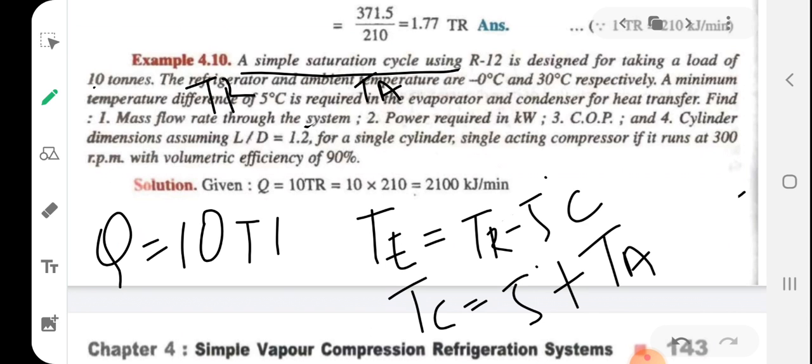Then only heat transfer will take place from the condenser to the ambient or atmosphere. The evaporator temperature should be lower than the refrigeration temperature, then only heat transfer will take place from the space to be refrigerated to the evaporator. So you have got both, and we have to find the mass flow rate through the system, power required, COP, and cylinder dimensions, assuming L by D equal to 1.2 for a single cylinder, single acting compressor if it runs at 300 RPM.